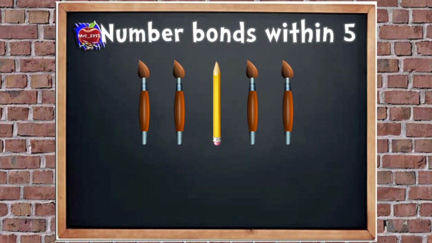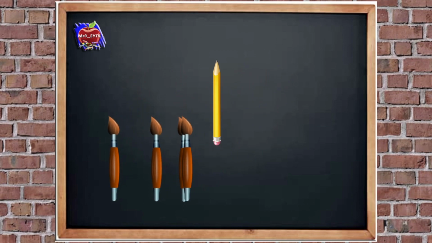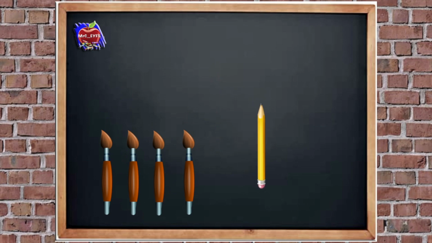Right, so here we go with number bonds within 5. So, I've got some objects here. How many are there altogether? Right, let's count them just to check. There's 1, 2, 3, 4, 5. Excellent. Right, what I'd like you to do now, can you sort them into 2 groups? What could we do? Yeah, excellent. Let's put all of the paintbrushes together and then the pencils. Well done. So you've sorted them into 2 groups.